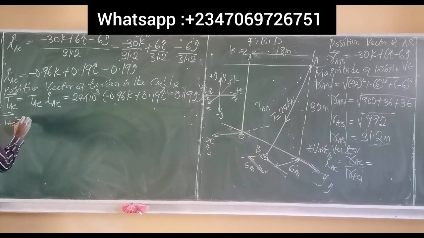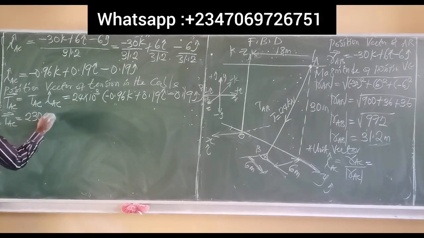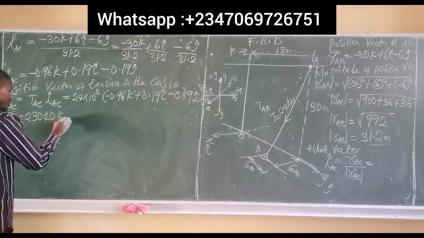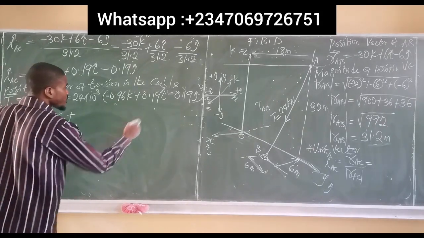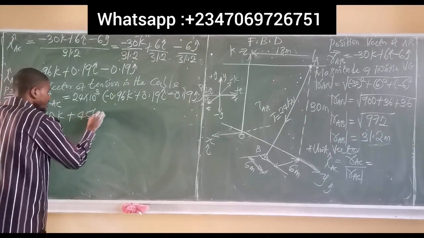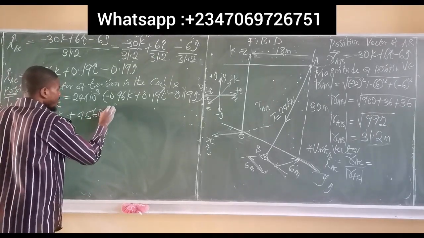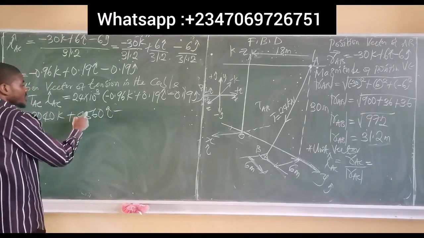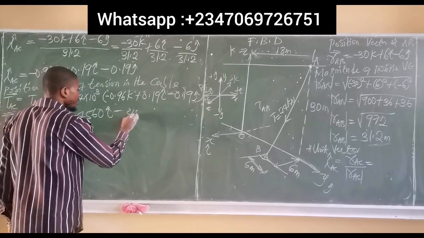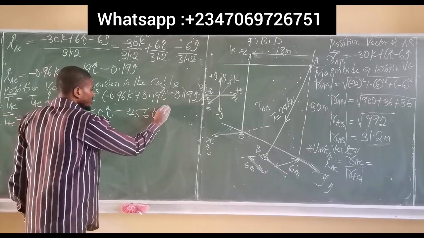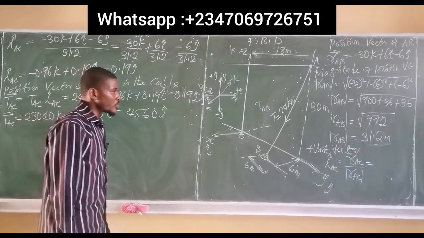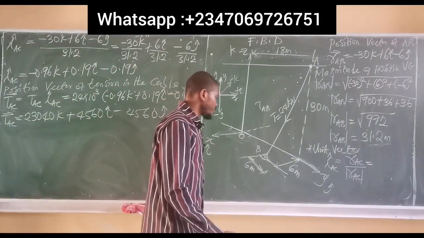That gives us minus 23040k, plus 24,000 multiplied by 0.19, which gives us 4560i, minus 24,000 multiplied by 0.19, also 4560j. So this becomes the vector of the tension in cable AC.